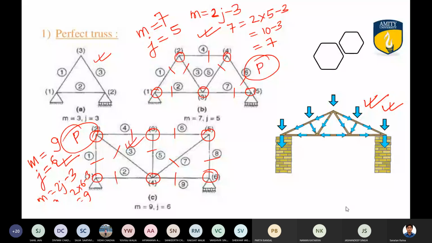Sir, 11 members. Okay, 7 joints. Are there 7 joints? Everyone please calculate the joints.